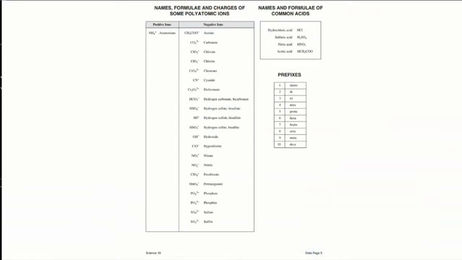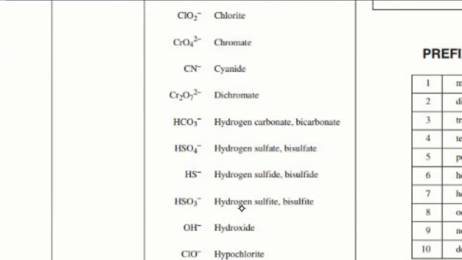What I should mention is there's a few in the middle here, like HCO3. They have 2 names. So you can see these ones are separated with a comma. It says hydrogen carbonate or bicarbonate, hydrogen sulfate, bisulfate, hydrogen sulfide, bisulfide, hydrogen sulfite, bisulfite. You can pick either name. So you can pick the bisulfide or you can pick the hydrogen sulfide. Basically, the second one, bicarbonate, is its common name, and then this is its sort of chemical name, hydrogen carbonate, hydrogen sulfate's its chemical name, bisulfate's its common name.